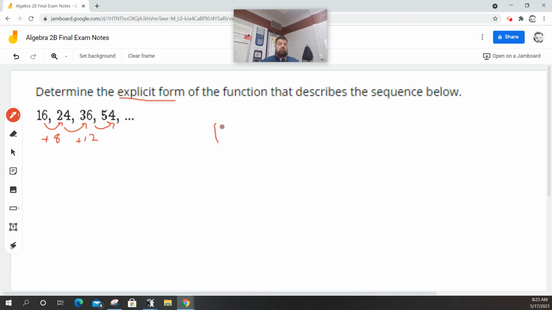And the explicit form for a geometric series is f of n is equal to the first term times the common ratio raised to the n minus 1. Okay, so I know that the first term, a sub 1, is equal to 16.